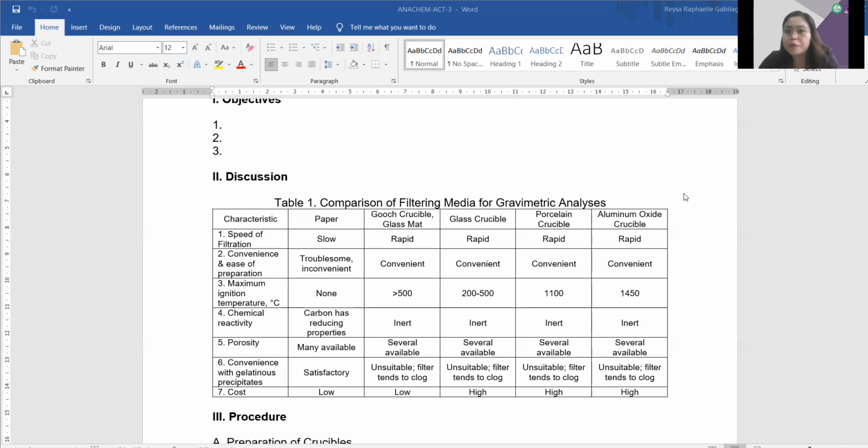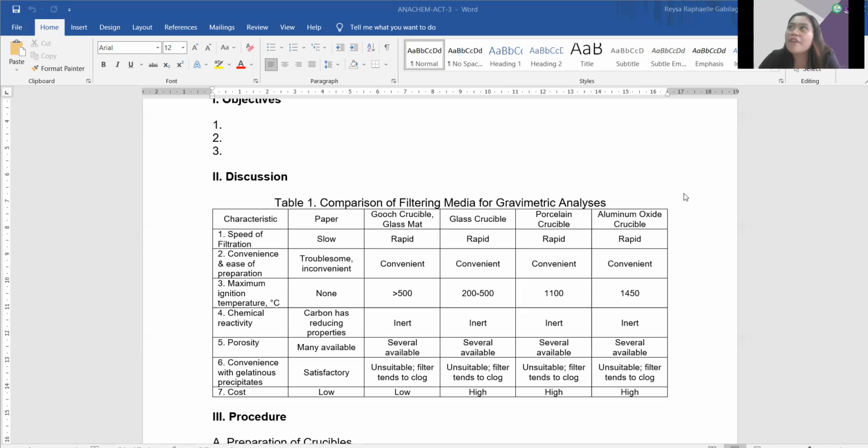They can provide rapid filtration process, unlike the filter paper. They are convenient to use. They can withstand heat even more than 1,000 degrees Celsius. And unlike the filter paper, they are inert, meaning they don't react with the chemical substance that we are filtering.